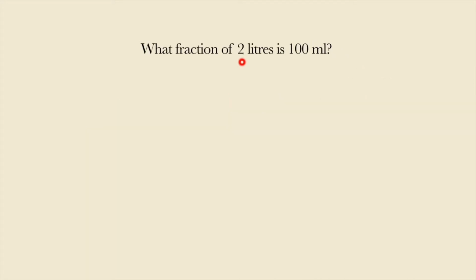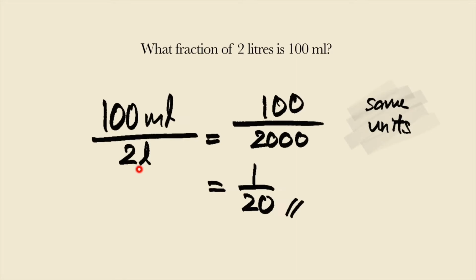Question 3. What fraction of 2 liters is 100 ml? So what fraction of 2 liters? Right, look at this. Of, so the denominator is 2 liters. So we've got 100 ml out of 2 liters. We cannot use 2 liters. We have to change it to ml. So that's 2000 ml. Cancel 2 zeros, cancel 2 zeros, and we have 1 out of 20.